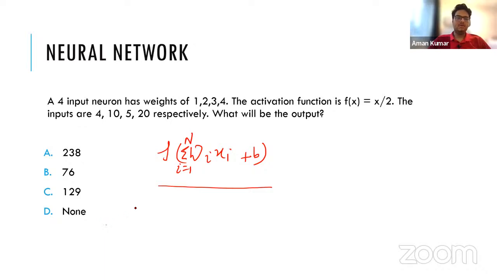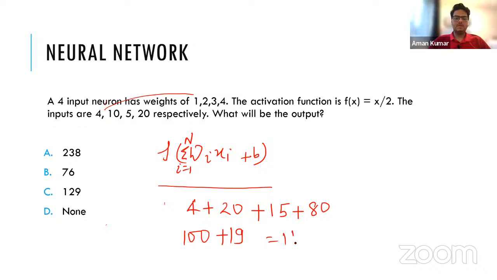190. Wi times xi, right? 4 into 1 is 4. 10 into 2 is 20. 5 into 3 is how much? 15 plus 80, right? So 100 here, 19 here. How much? 119. 119 passes through B. There is no B here, right? There is no B. So B is 0. 119 passes through x by 2. So 119/2, I think.